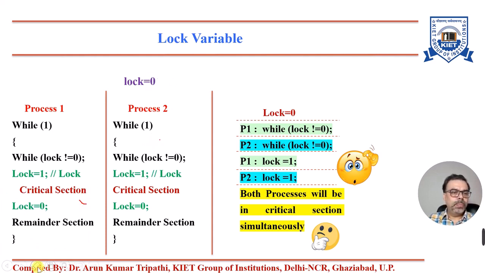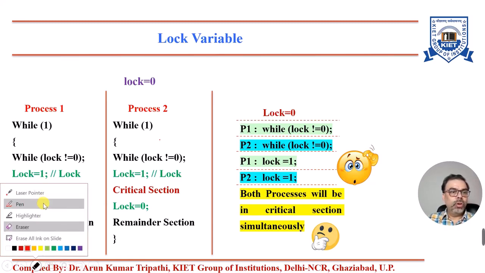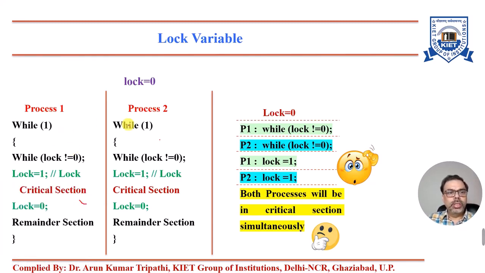Suppose that there is a switchover from the process P1 to P2, or process 1 to 2, after executing statement 1. That means it will check the value: lock is equal to 0. Yes, it is true. And meanwhile, the switchover of the process has taken place. Now process P2 will check whether the lock is 0 or not. Yes, it is still 0. So it will check the condition and try to enter into the critical section. Meanwhile, there is a switchover.